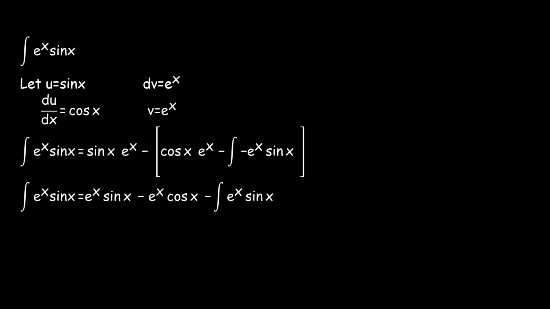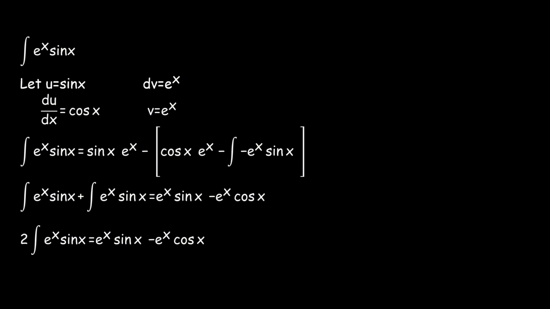So we have e to the power x sine x minus e to the power x cos x minus the integral of e to the power x sine x. Okay. Here we are going to have to bring the integral of e to the power x sine x over to the left-hand side. This is what I mean by we're stuck with the loop, because if you keep on replacing u and dv, it's going to keep going on and on. So we need to bring it to the left-hand side and add them up. So both integrals will give us 2 of the integral of e to the power x sine x.